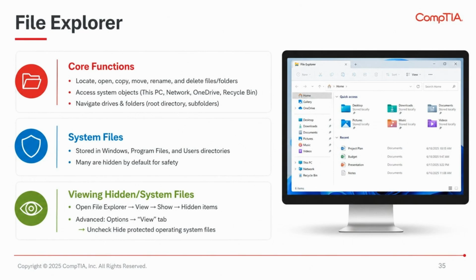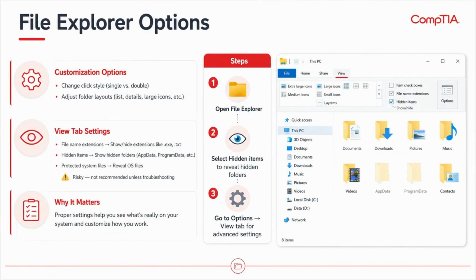File Explorer is your primary tool for navigating files. It manages system objects, folders, and drives. While many system files are hidden by default for safety, you can reveal them through the View menu if you need to perform advanced troubleshooting. You can further customize File Explorer behavior in the Options menu. Here, you can adjust how items open and change folder views. The View tab also lets you toggle the visibility of file name extensions, hidden items, and protected operating system files.